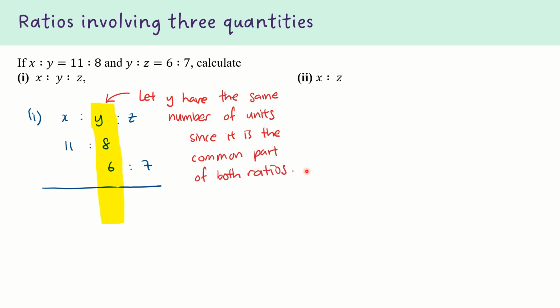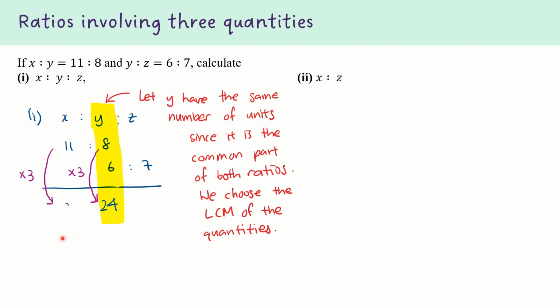Alright, so what does it mean to have the same number of units in this case? We look for the lowest common multiple of 8 and 6. In this case, 8 and 6 have the lowest common multiple of 24. So we see that 8 needs to multiply by 3 to arrive at 24, and therefore we look for equivalent ratios of 11:8 such that our 11 also needs to multiply by 3 to get to 33. Likewise, we do it with the second ratio. So 6 needs to multiply by 4 to get 24, and we also multiply 4 to 7 to get 28.